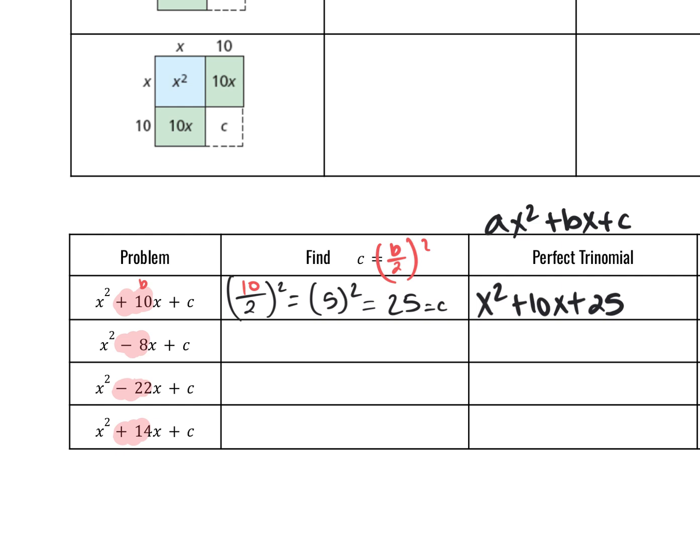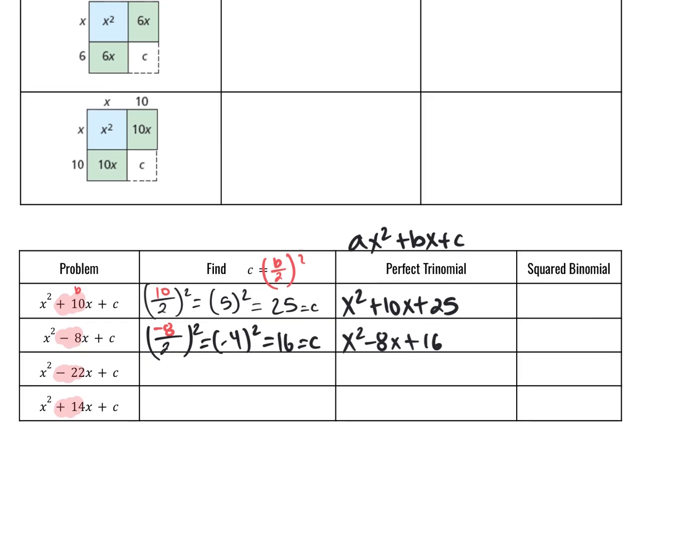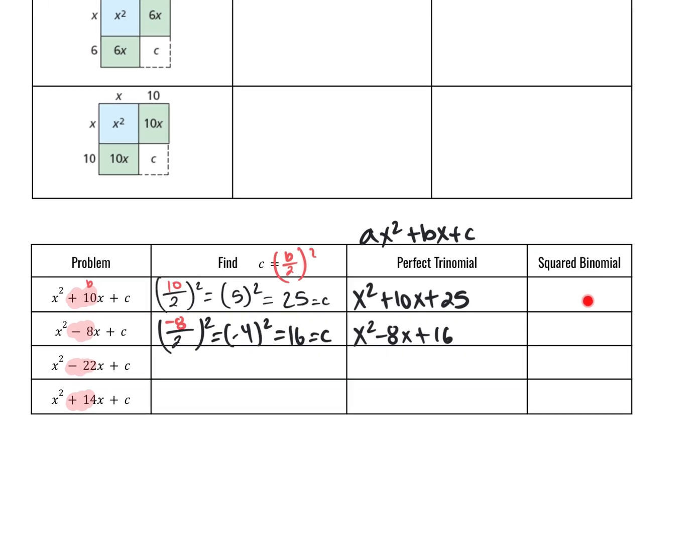Same thing for the bottom question. This is negative 8 divided by 2, squared. That's negative 4 squared, or 16. Negative 4 times negative 4 is 16. So again, I have a and b with my c value attached. That's my trinomial. Now again, you can write this as a binomial.